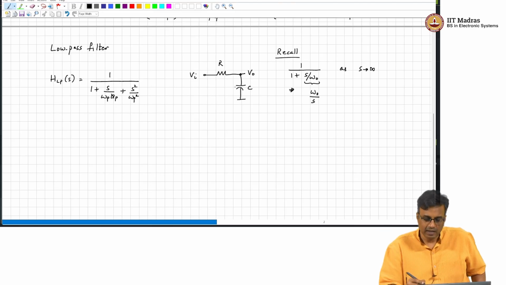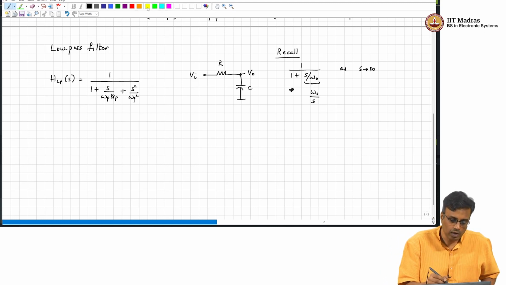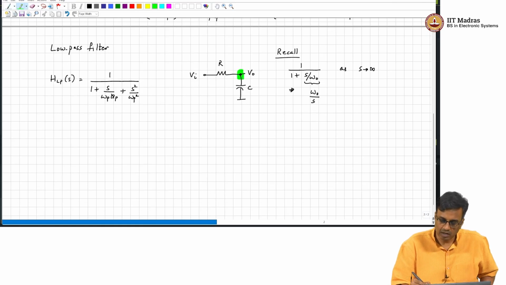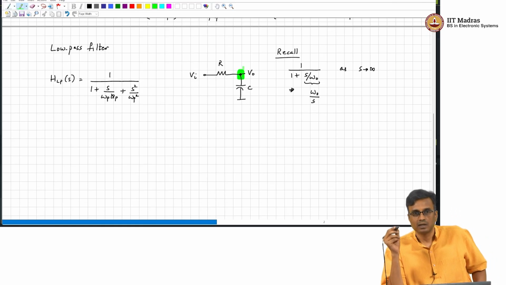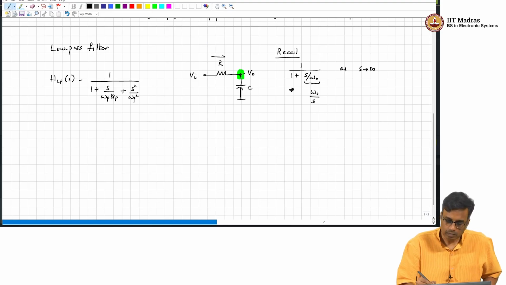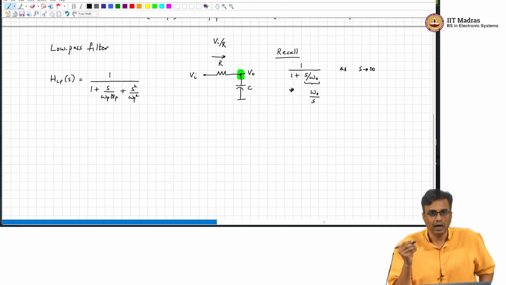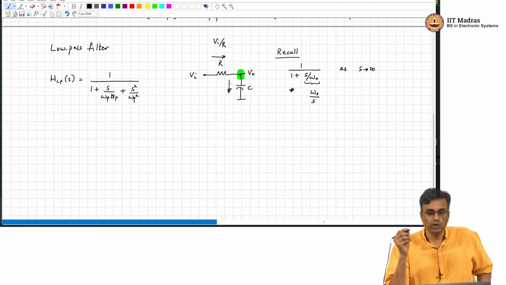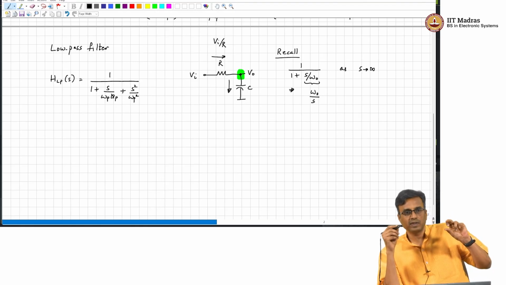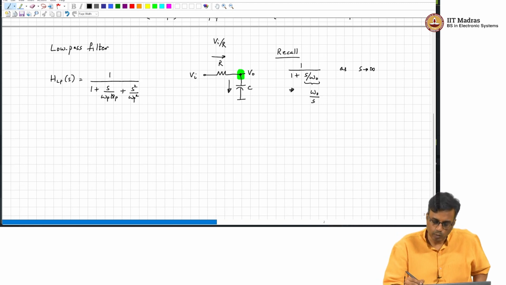Okay. And in the network, what is happening at very high frequency? What comment can you make about this voltage? The capacitor acts like a short circuit, so that voltage is very small. So, what comment can you make about this current? At high frequency, this current is approximately Vi by R. That current flows into this impedance. What is the impedance of the capacitor? 1 by SC.